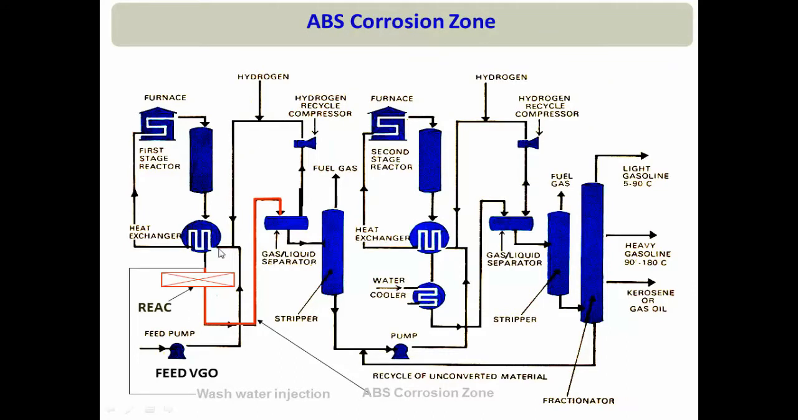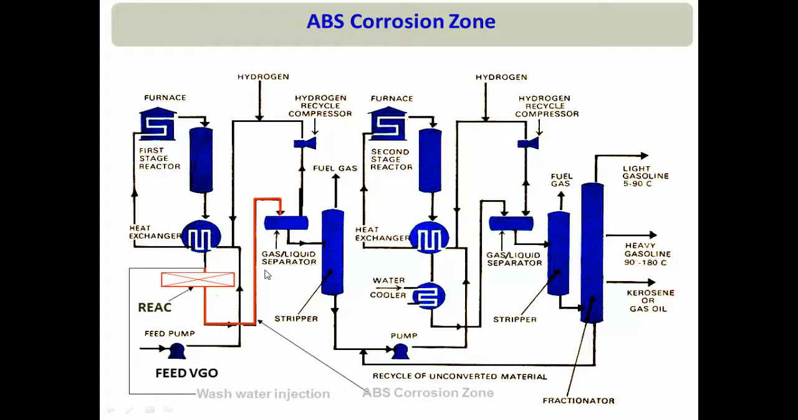Now this is a typical example of any hydrotreating unit, and what you find is that this water washing is injected just upstream of the reactor effluent air fin coolers, also called REAC. These are the systems where ammonium bisulfide corrosion may take place. Because of that, water washing is done.